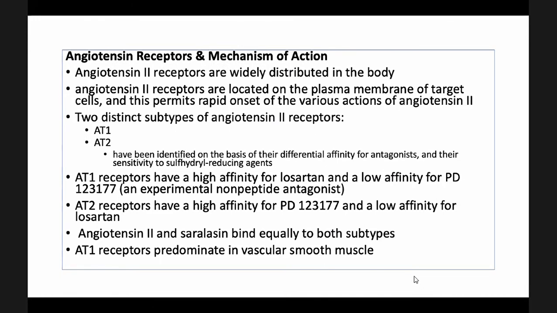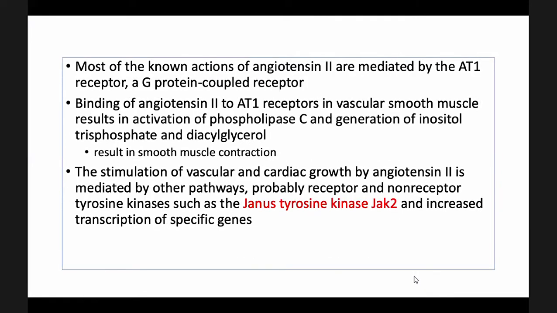So your AT2 receptors have a high affinity for your PD123177 and a low affinity for losartan. Your angiotensin II and saralasin bind equally to both subtypes. So AT1 receptors predominate in the vascular smooth muscle, and most of the known actions of your angiotensin II are actually mediated by your AT1 receptor, which is a G protein coupled receptor.